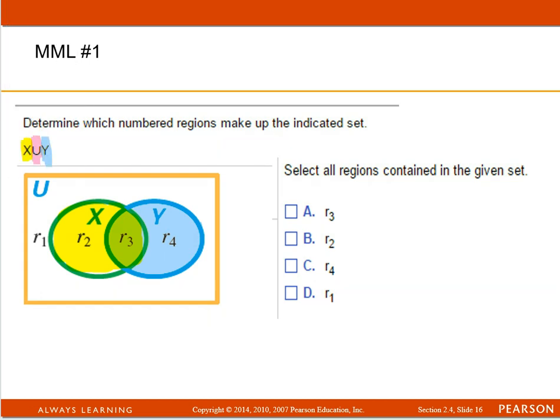The union is everything in X and everything in Y all together. So you're looking at all of this, all of that together. It says select all the regions contained in the given set. So region 3 is in there, region 2, region 4. The only region that wasn't was region 1, and that's the part around the outside.